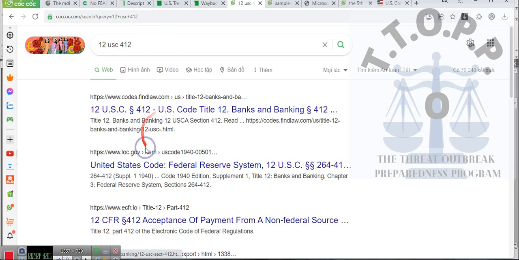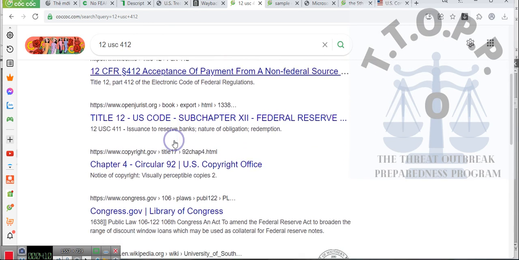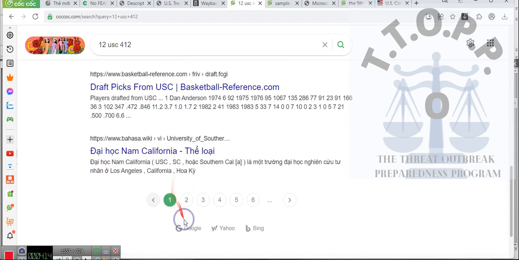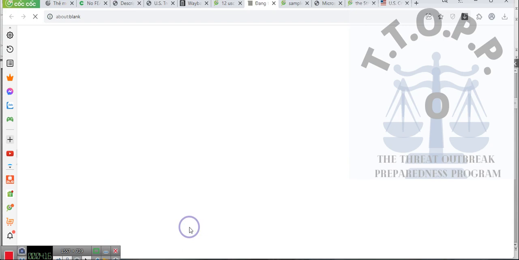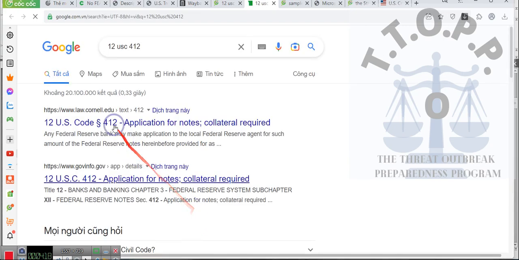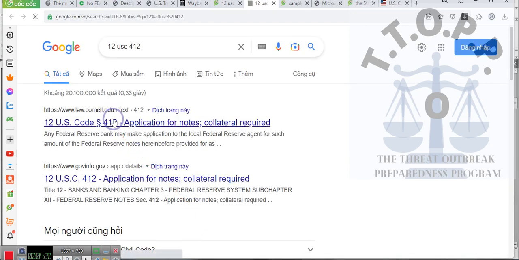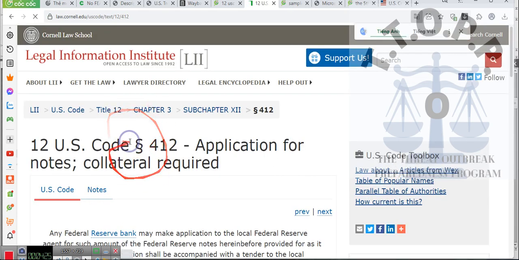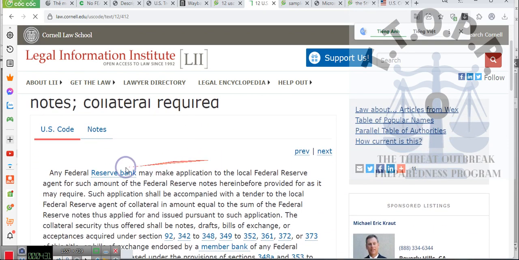Ladies and gentlemen, the first one we're going to go to, we're not going to any of these fine laws and anything like that. We're going to go to Cornell Law, and the way to get to Cornell Law is you got to go with Google, because Google is the one who has a contract with Cornell. That's why it shows up first all the time. Plus, Cornell Law is the official internet publisher of the U.S. Code. I want y'all to pay attention.